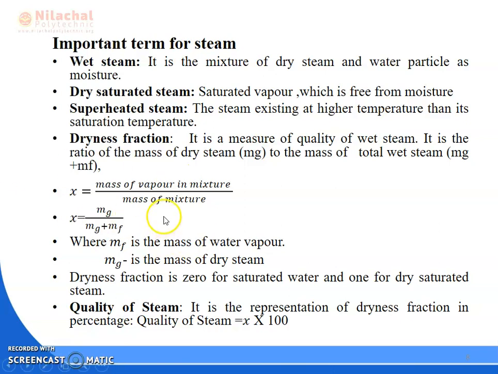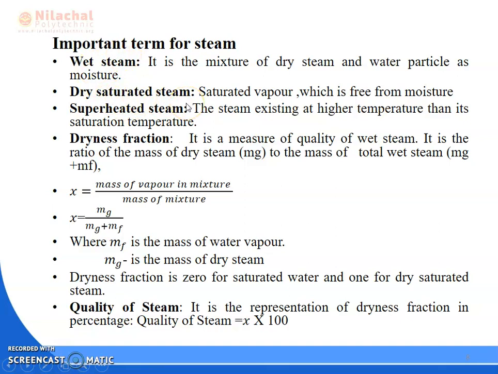What is wet steam? Liquid and vapor both exist together in the same phase. So that steam is your wet steam. Today we will discuss some of the important terms of steam. The first is wet steam. What is wet steam? A mixture of dry steam and water particles as moisture. That is known as wet steam. Then when you give heat to the wet steam, it becomes dry saturated steam.